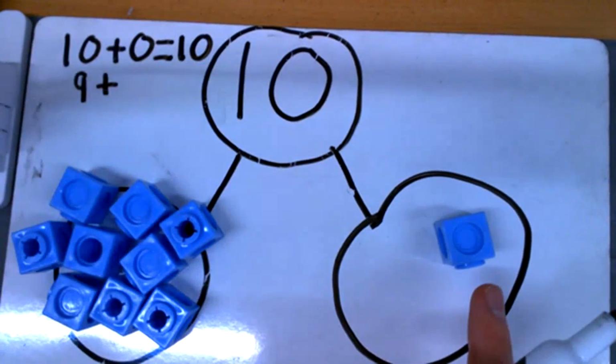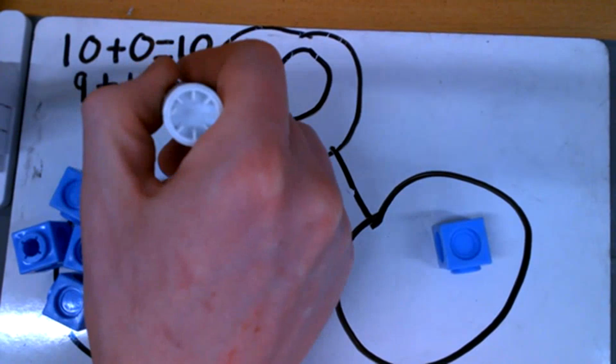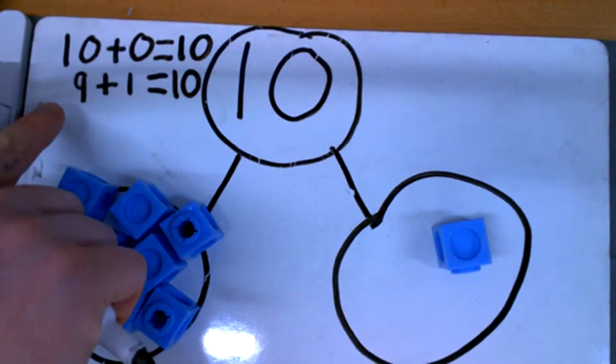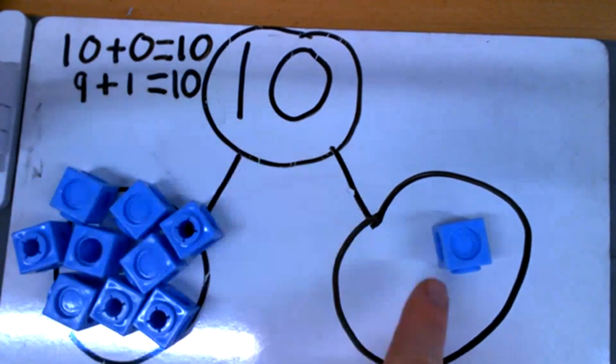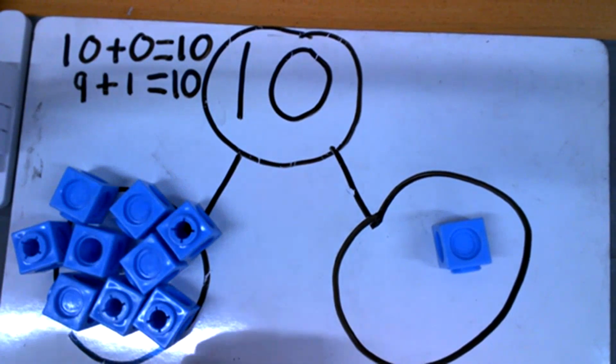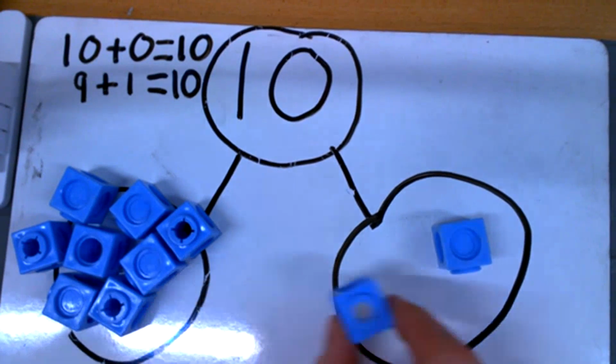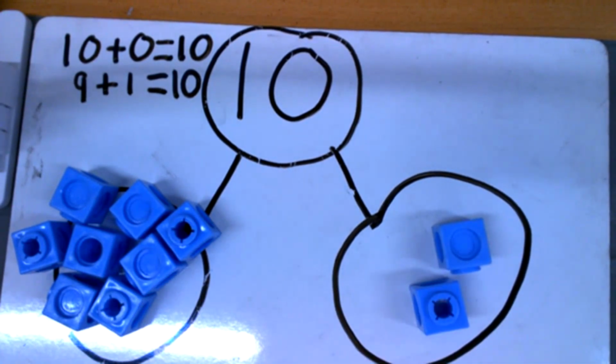9 plus, how many have I got over here? 1. 9 plus 1 makes 10. So I've got my 9 for here, I've got my 1 for here and my 10 for the whole number. Okay, let's move on to the next one. I'm going to work methodically again. So I'm going to move 1 cube from this part over to this part. What's my new number bond?